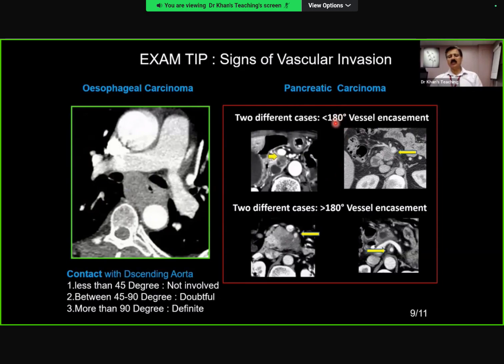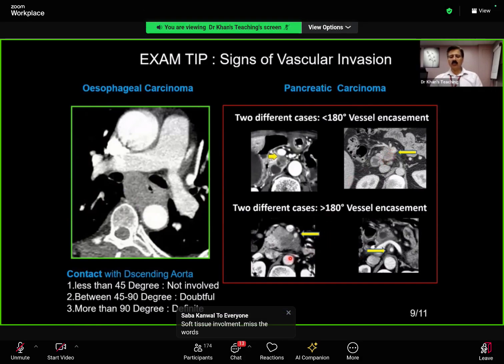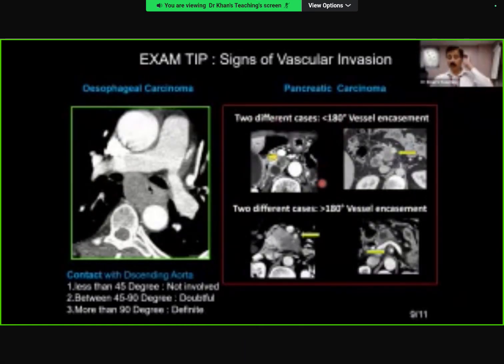There the sign is 180 degrees. Less than 180 degrees: for example, this is the vessel, this is the tumor. This tumor is abutting the vessel less than 180 degrees. This is the vessel, this is the tumor, less than 180 degrees. We will still call it operable. It is not invading the vessel. Here, when it is more than 180 degrees, this one is actually 360 degrees. So that is the difference between esophageal and pancreatic carcinoma.